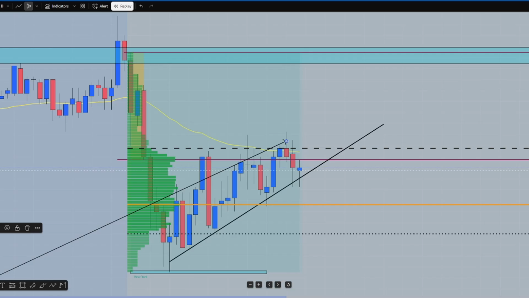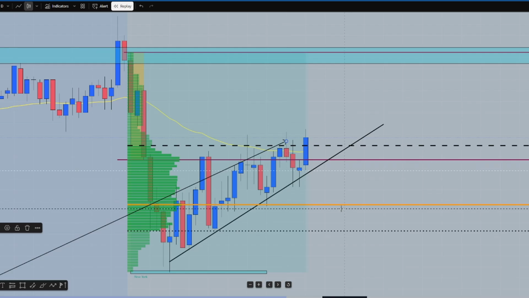Okay, I'm gearing up. Real spill. I'm going in. And this is actually where I entered. This is where I entered on this trade. Boom.